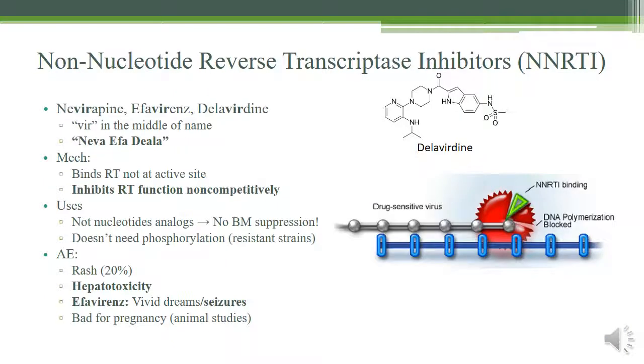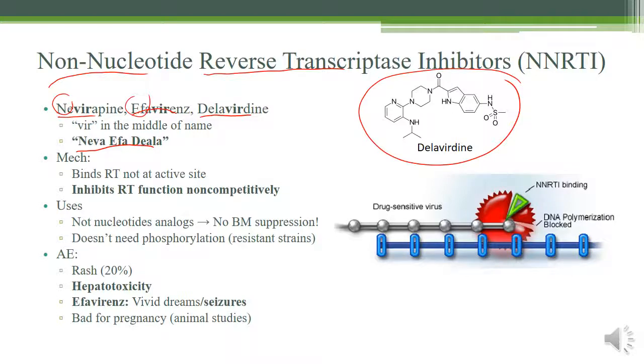All right, let's talk about non-nucleotide reverse transcriptase inhibitors. You can tell by the name that they are reverse transcriptase inhibitors and that they are not nucleotides. I showed you a picture of one over here, so you can see for yourself they are not nucleotide analogs. The three that you need to know about are nevirapine, efavirenz, and delavirdine. The way I remember it is "nevaefadilar." So as long as you can remember that, you can remember the beginning of each of these.